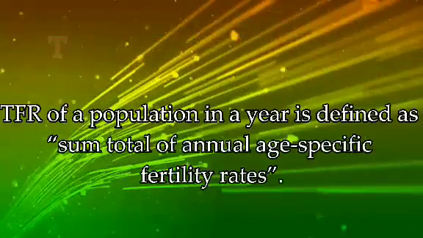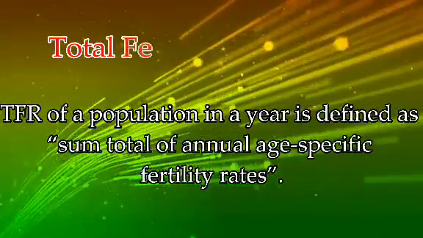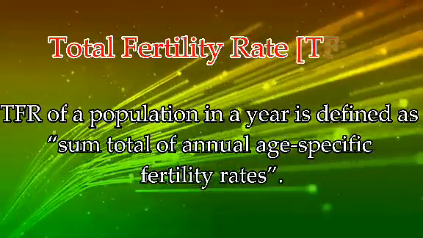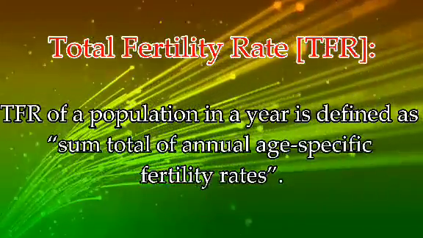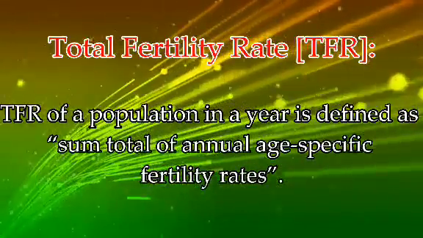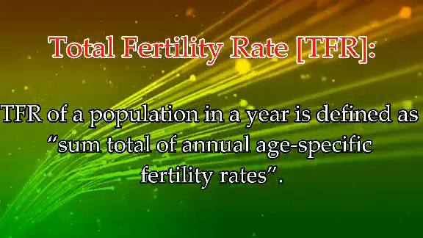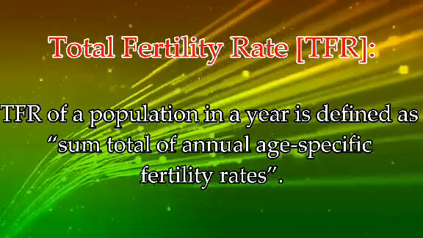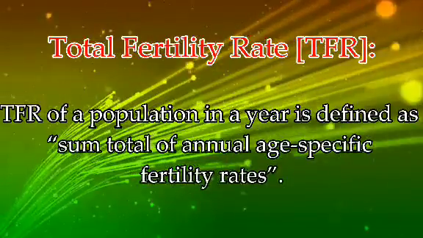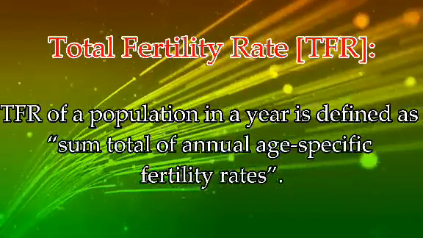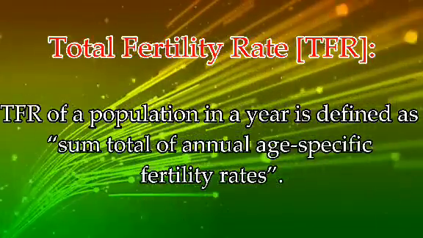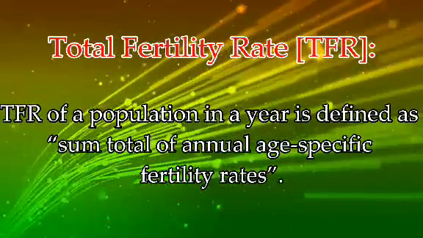TFR. Total fertility rate is defined as the sum total of annual age-specific fertility rates. So TFR is the total of ASFR values. As we all know, TFR or total fertility rate is computed based on the age-specific fertility rates. Now, before proceeding, consider the given example.